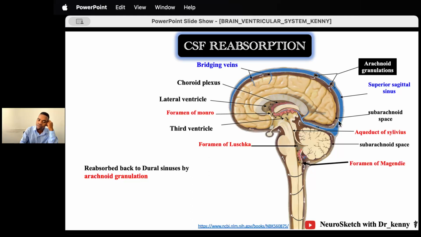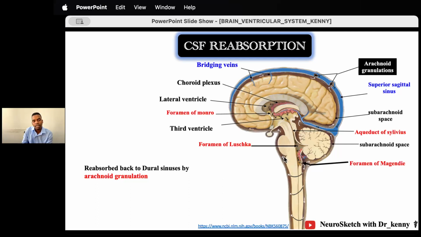So the superior sagittal sinus is the most common destination for the cerebrospinal fluid, but the cerebrospinal fluid is being reabsorbed by the arachnoid granulation into the dural venous sinuses. Okay, so we have seen the production of the cerebrospinal fluid within the ventricles by the so-called choroid plexus. We have seen the circulation between different ventricles of the brain, and we've also seen that this fluid will leave the ventricular system to enter the subarachnoid space, circulating between both the brain and the spinal cord.